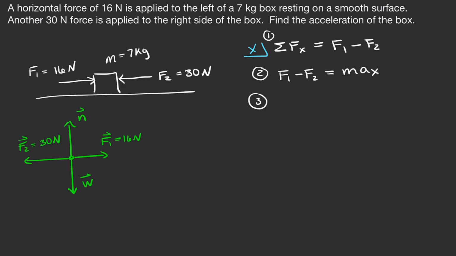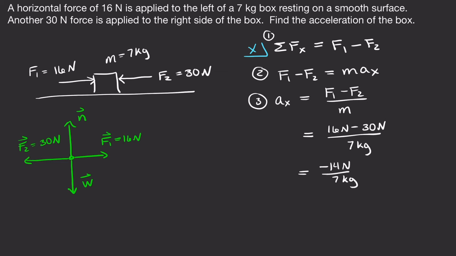And the third step will be to solve for what I want. In this case, I want to know the acceleration of the box. So I need to divide both sides by m, and I get F1 minus F2 divided by the mass. And if I plug that in, I get 16 newtons minus 30 newtons over 7 kilograms. Or that 16 minus 30 is a minus 14 newtons over 7. So that is a minus 2 meters per second squared.